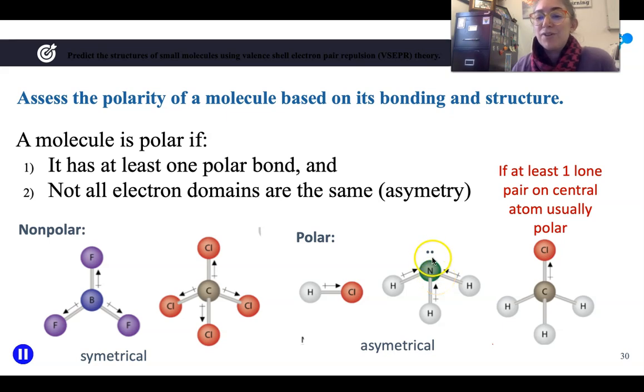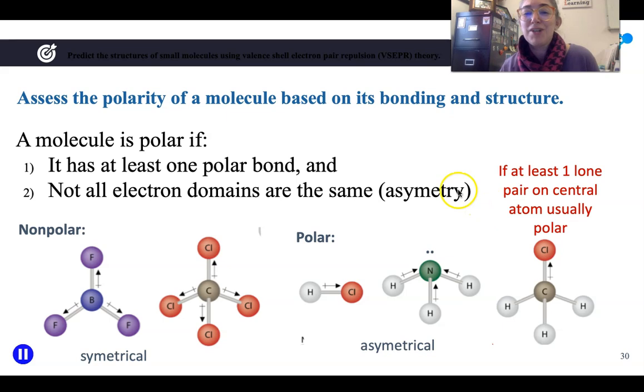It's not symmetrical. I mean, it kind of looks symmetrical artistically, right? If you drew a line down here, you could fold it and there is symmetry. But what I mean by asymmetrical is not all of the groups around the central atom are identical, because there are 3 hydrogens and 1 lone pair. So they're not 4 identical groups. Same thing with this carbon here. There are 3 hydrogens and 1 chlorine, so they're not all identical.